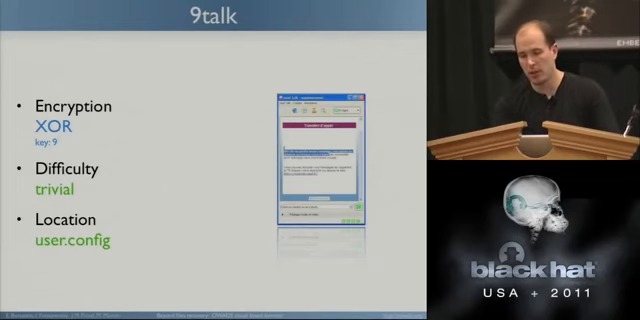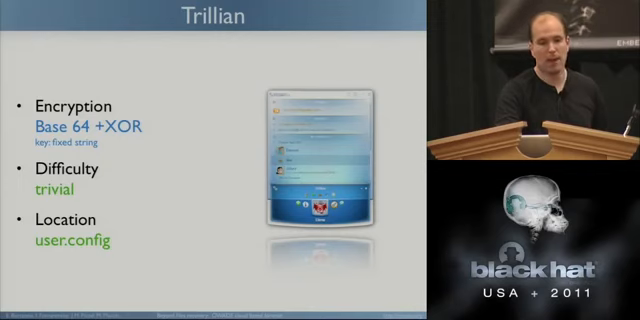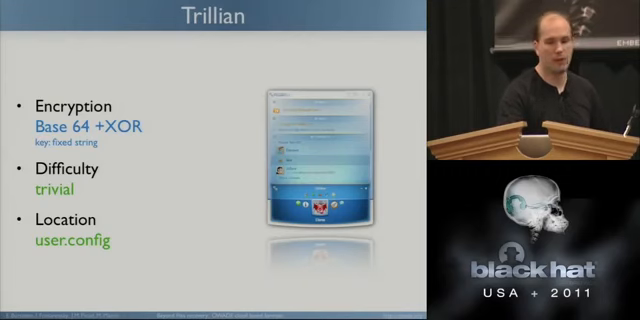Completely trivial. Trillian, which is like paid software which allows you to have multiple accounts from multiple systems. Base64 encoded, not encrypted, and then XOR with a very, very long string, the long string being the same all the time. Very trivial to do.